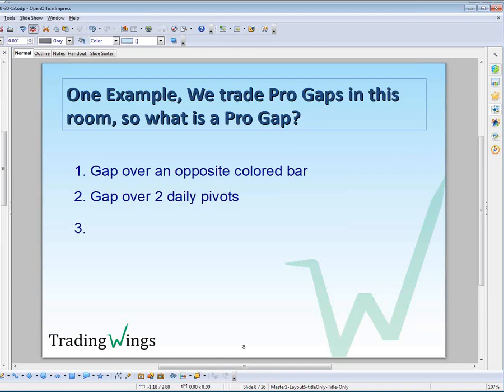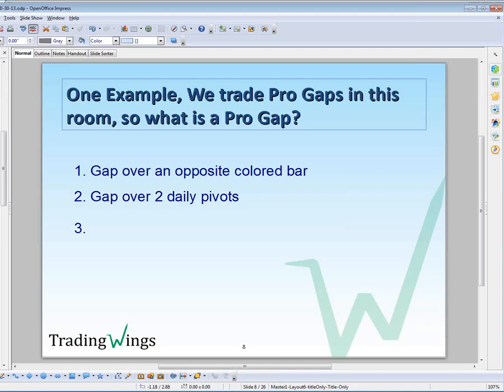And let's see if someone else knows besides Scott. Scott, I'll let you clean up if no one else says anything. What would be the third criteria I use for a pro gap that people might know in this room? Al, Fred, come on. Don't let me down. Well, void is an element inside that. I always want void. But what's the other thing?